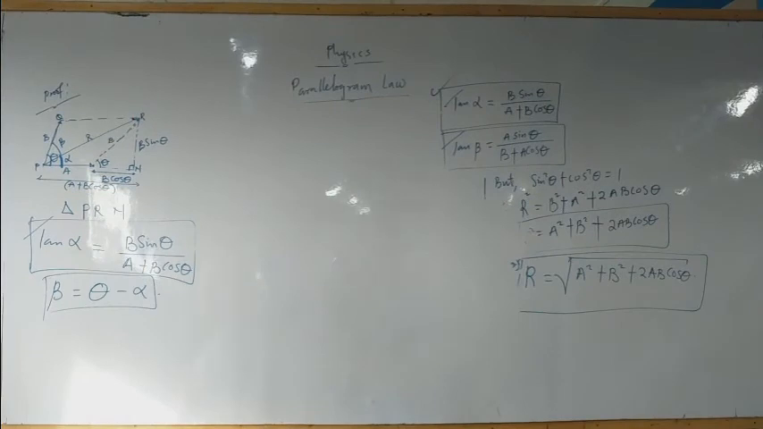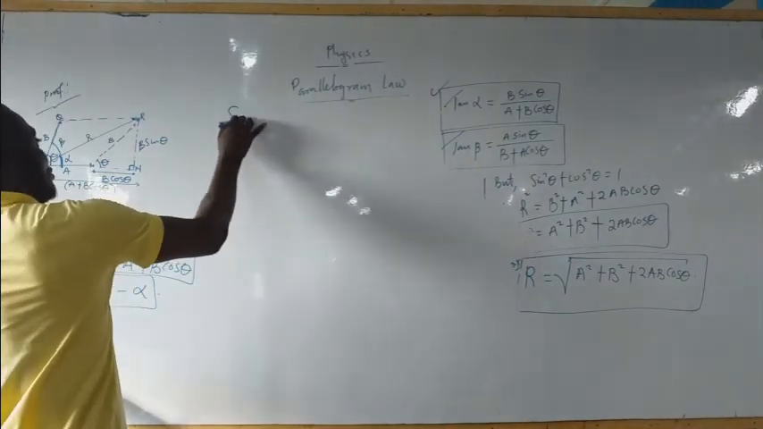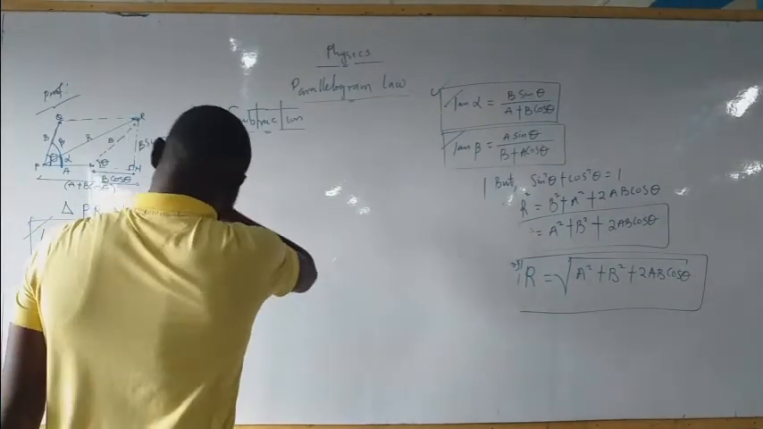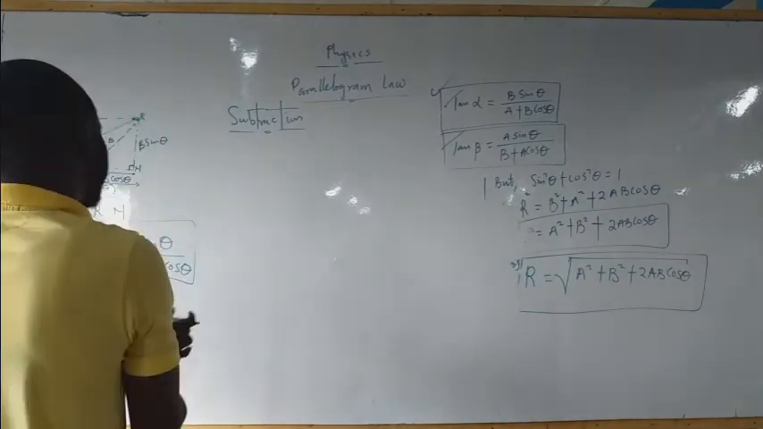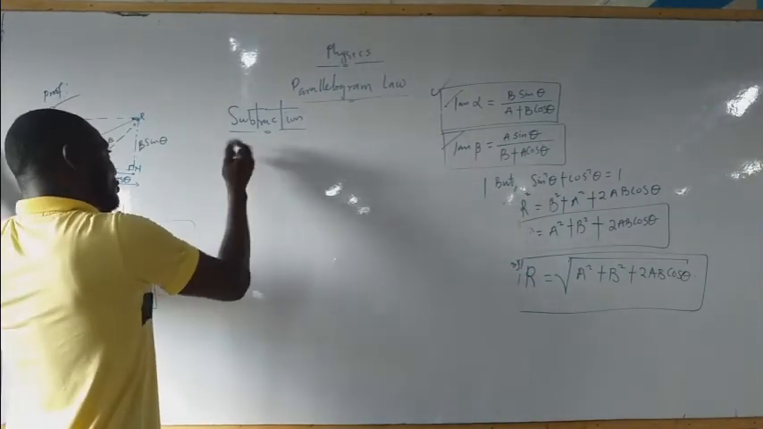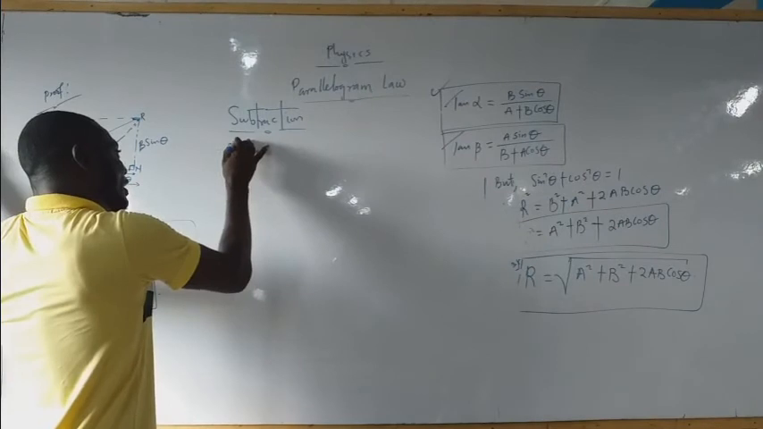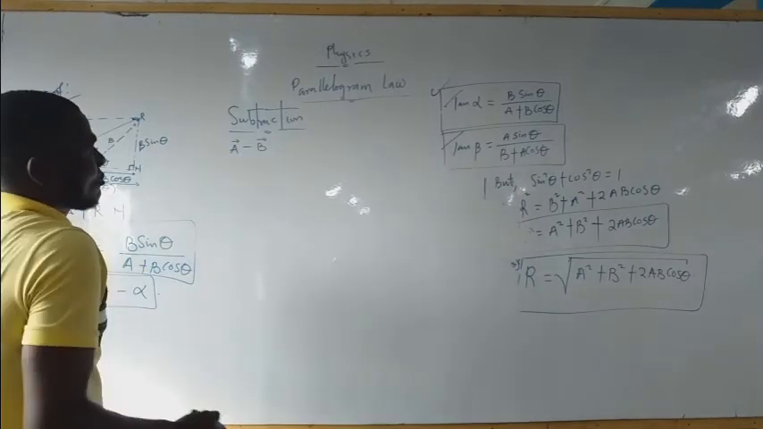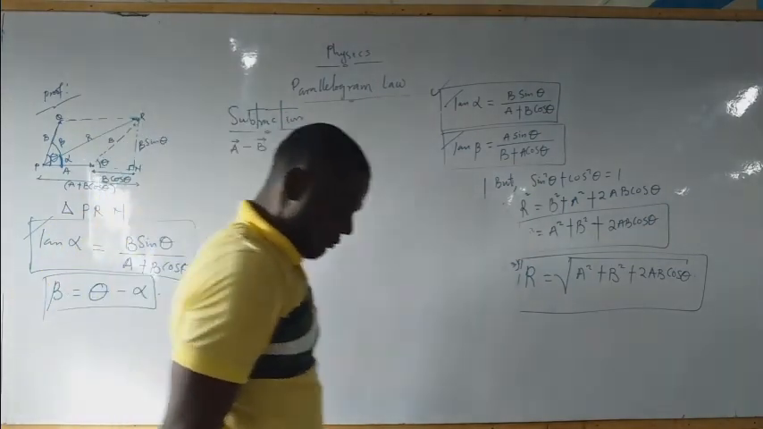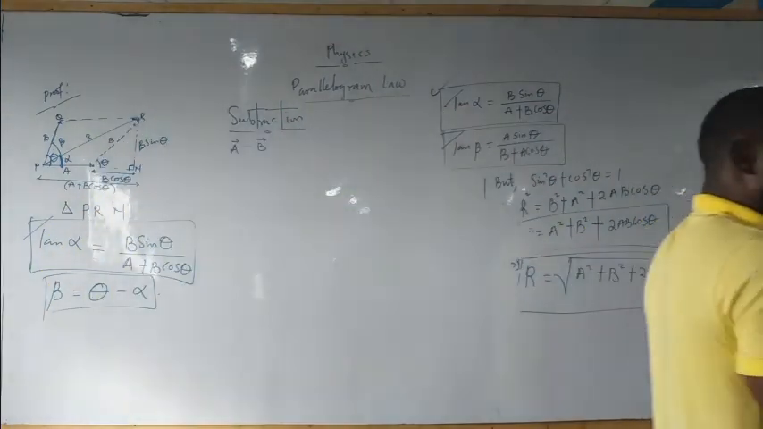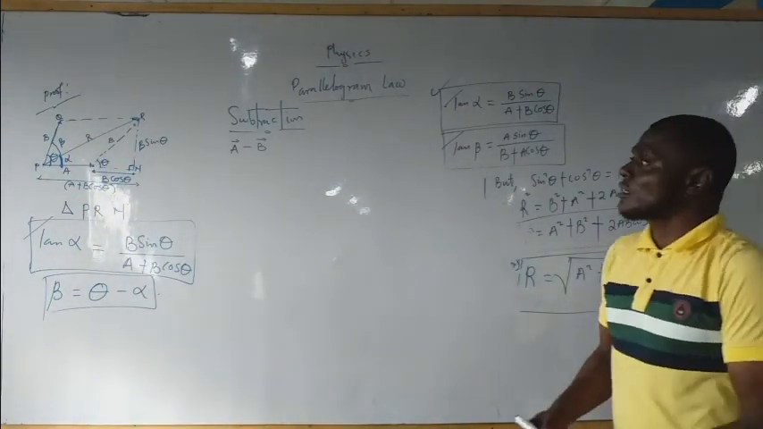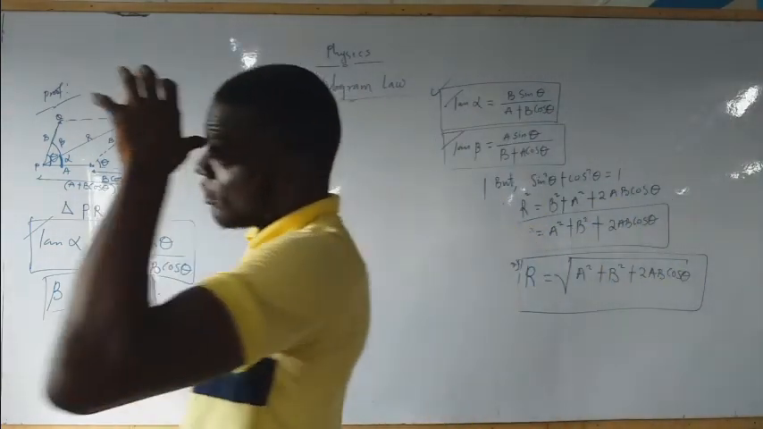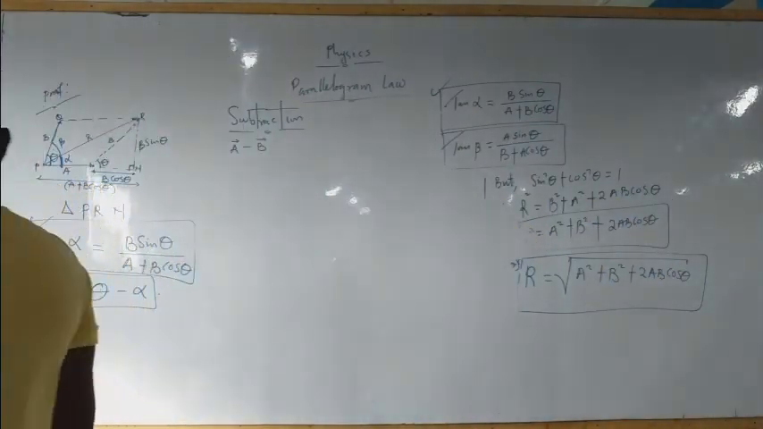Subtraction. In subtraction, we have vector A minus vector B. Vector A minus what? Minus vector B.